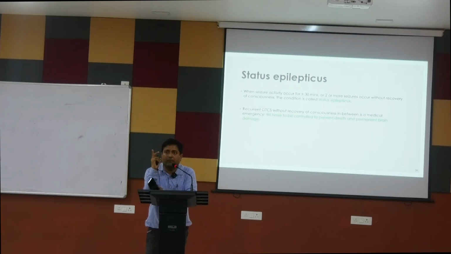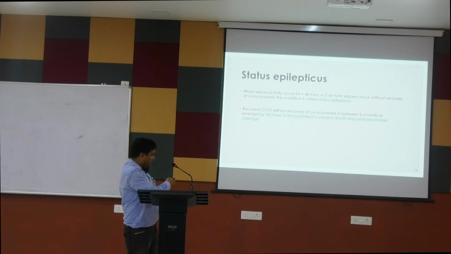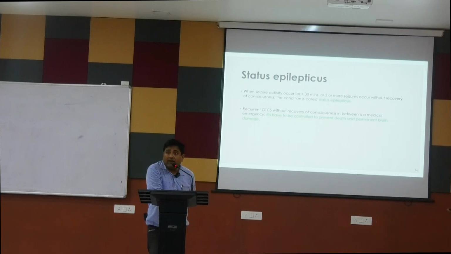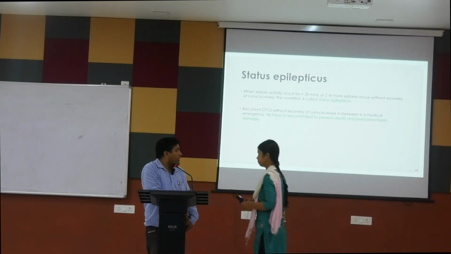There are two conditions, and if either one is met, it is status epilepticus. When seizure activity occurs for more than 30 minutes or two or more seizures occur without recovery of consciousness, this is called status epilepticus. It's a medical emergency condition and that should be managed aggressively. Recurrent tonic-clonic seizures without recovery of consciousness in between is a medical emergency which has to be controlled to prevent death and to prevent permanent brain damage.